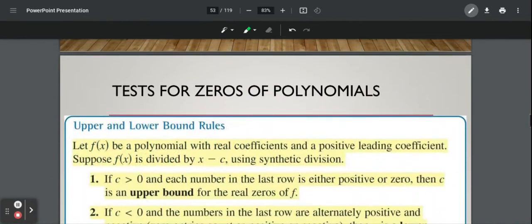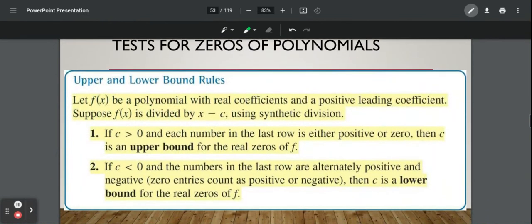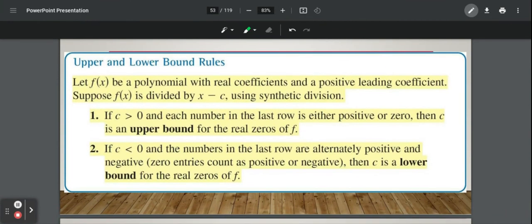So then the last thing we have to talk about are upper and lower bound rules. Sometimes you'll find zeros of a function, but you might not find all of them. In order to determine if you're finding all of the zeros, we do this bounds test. If you're doing the upper bound, you pick a number to the right of the last 0 you're seeing. When you do synthetic division, if the last row of numbers is all positive or 0, then there are no zeros to the right of any of the zeros you're seeing.